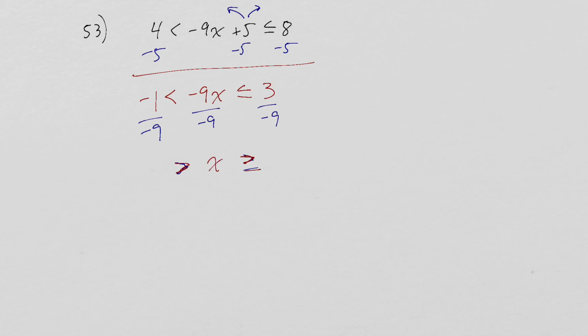Okay, so negative 1 divided by negative 9 is a positive 1 over 9, and 3 over negative 9 is a negative 1/3. Now be careful. The numbers, whether you graph them or put them in interval notation, have to go from the smallest to the biggest. These need to be less thans. If you have a compound, you can't go from a bigger one to a smaller one. So I'm just going to flip everything around.